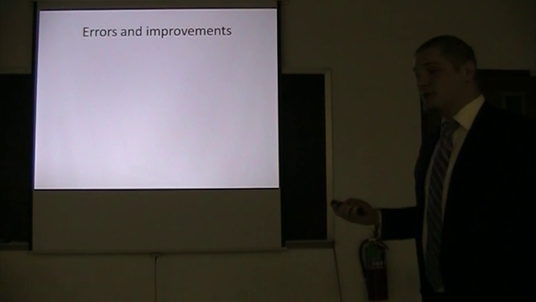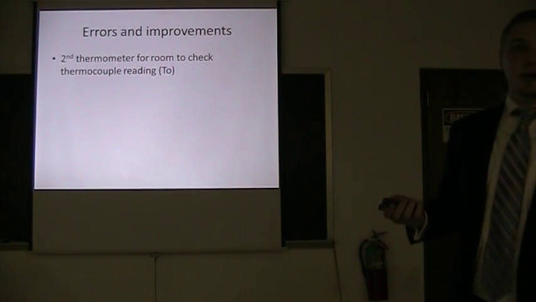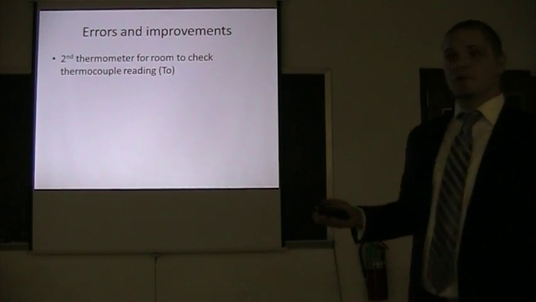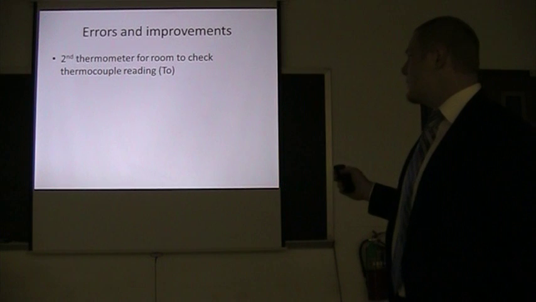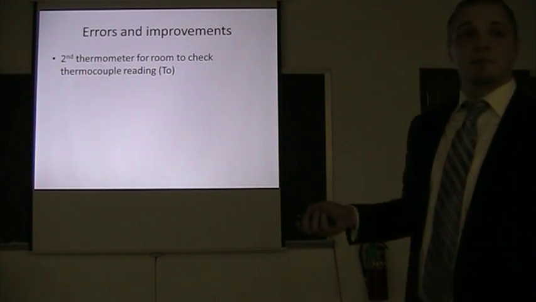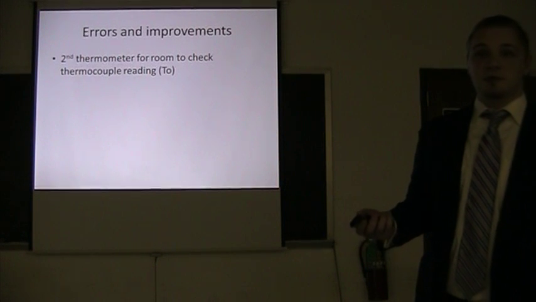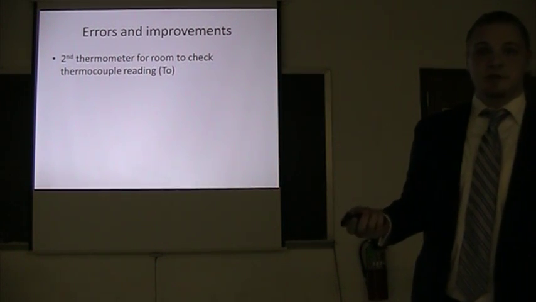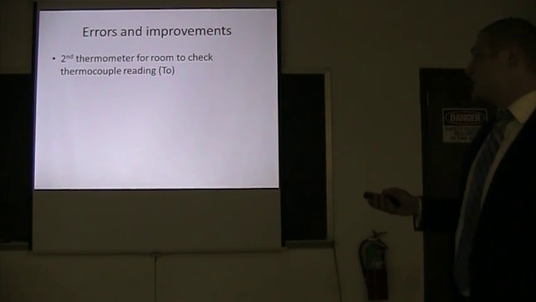All right, some errors and improvements. One, we used two different thermocouples, so using one of them would definitely help, so you have the same readings for each. The only room temperature that we got was from the thermocouple. Instead of checking that with an actual room thermometer, we might have been able to use a different value at the starting temperature instead, or at least be able to double check it.